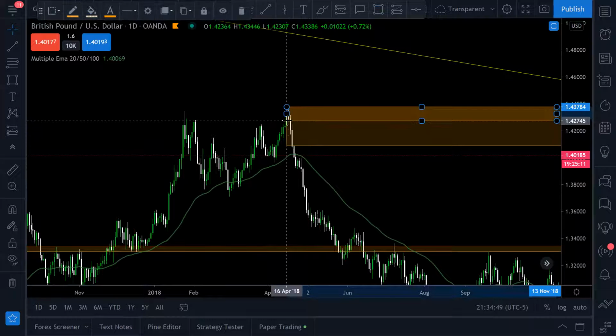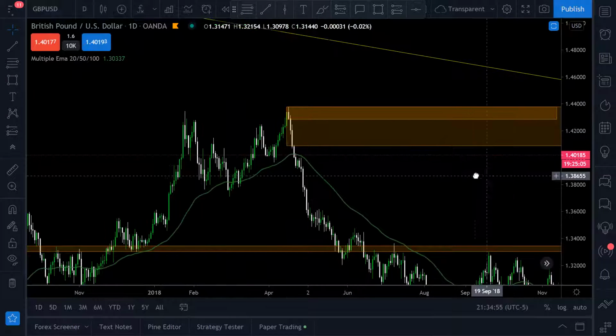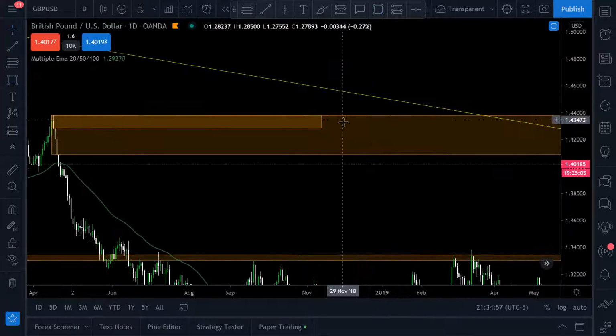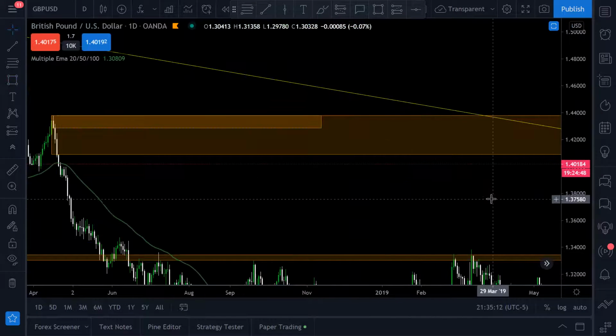When price meets that line, I'm expecting a very bearish reaction. And that line would be right around 1.4285. Let's call it 1.4285.